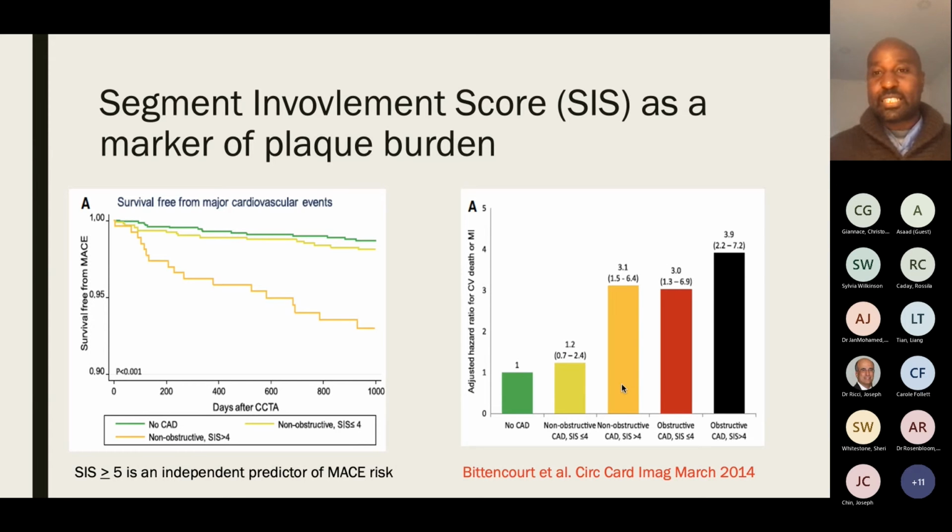So severe disease from a stenotic standpoint but limited extent of plaque, or no obstructive stenosis but extensive mild plaque. And then the people who did the worst had both of them. So severe stenosis as well as a wide extent of plaque with a segment involvement score of 5 or more.